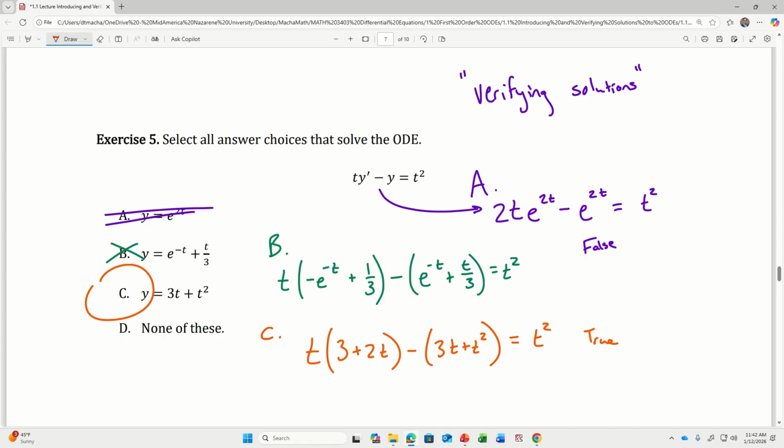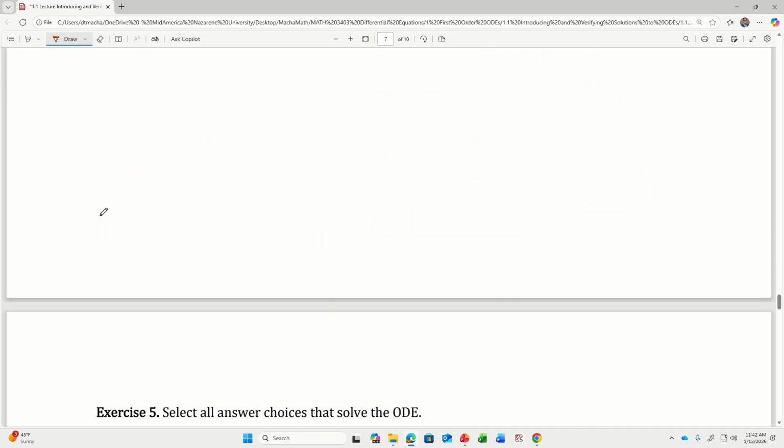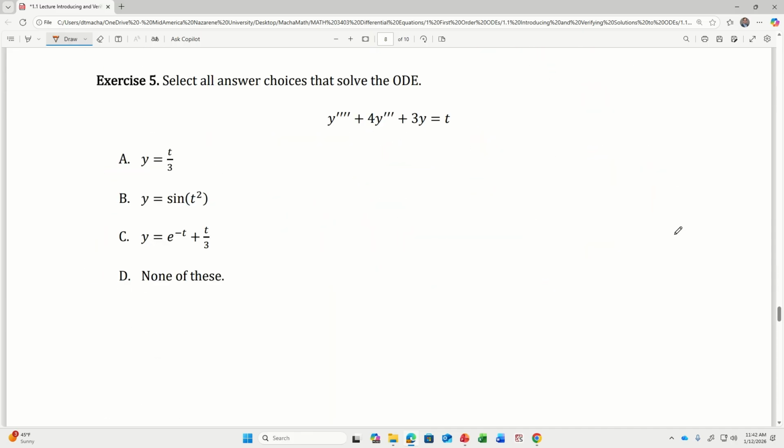Yeah, so you'll get maybe 1, 2, 3 of these test questions on your first test, and you don't have to solve the ODE. You just plug in the answer choice, see if it works. Make sense? All right. Here's another one you can practice.